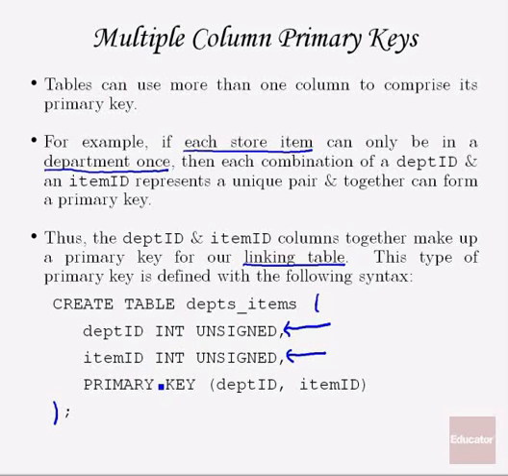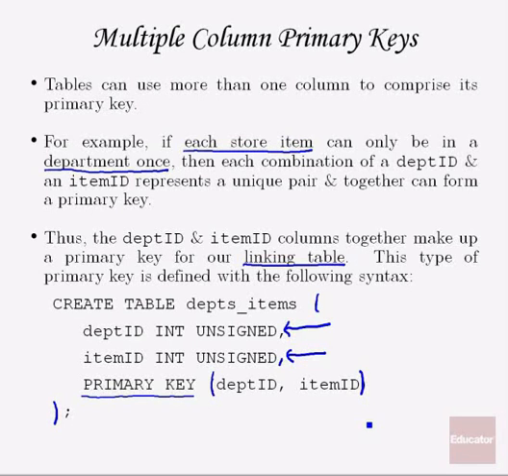And the way we signify a multiple column primary key is by adding, after all of our column definitions, this phrase, PRIMARY KEY, and then we include in parentheses a comma delimited list of the different columns that we want to use to represent the primary key for that table.